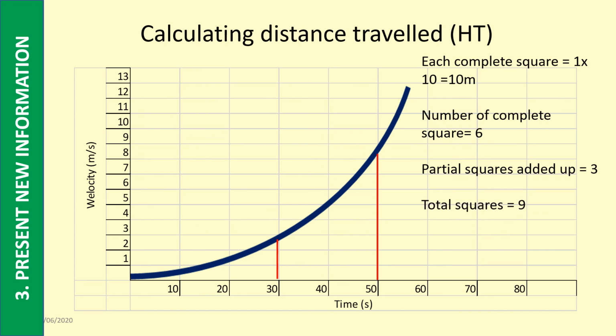So now the total number of squares underneath the graph between 30 and 50 seconds is 9, and you know that each square represents 10 meters. So your estimate, and it isn't 100% accurate, but your estimate is that the distance between 30 and 50 seconds is 90 meters, because that's roughly the area underneath that section of the journey.